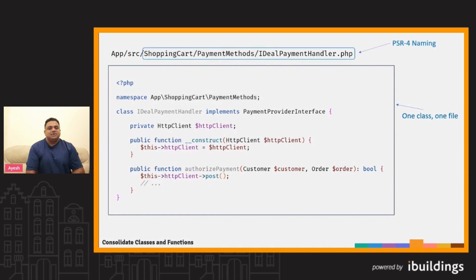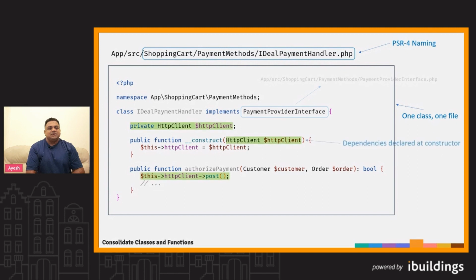So we go from the old archaic multiple classes in the same file, and then we extract individual classes, and we consolidate them into individual nicely named PSR-4 classes. So now we can guess what the name of this file should be. This interface, payment provider interface, is in the same namespace. So by the convention, it should be in app, src, shopping cart, payment methods, payment provider interface. So Composer can figure it out as well.